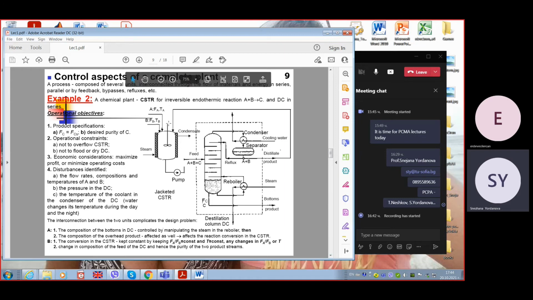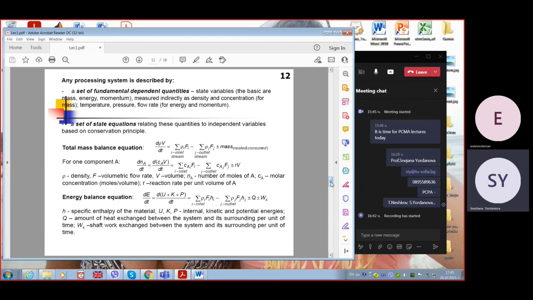So you see there is a constant revision of the objectives. These objectives influence the objectives of the previous installations, and they put restrictions on the flow rates of the previous installation that produces A and B. So there are interconnections between specifications, control objectives, operational constraints, and disturbances.